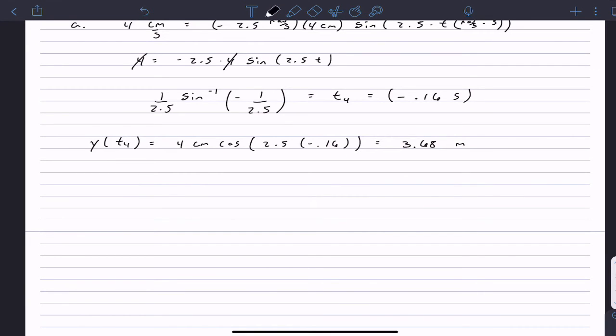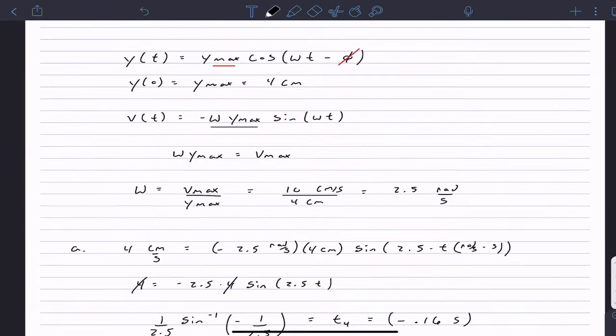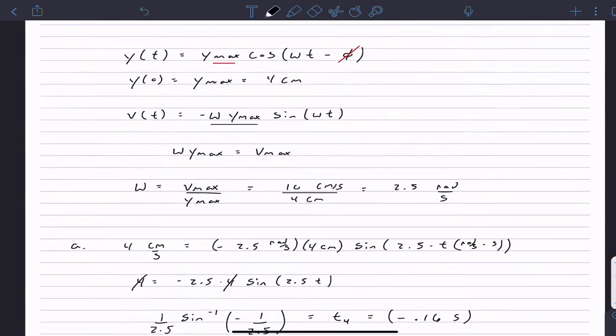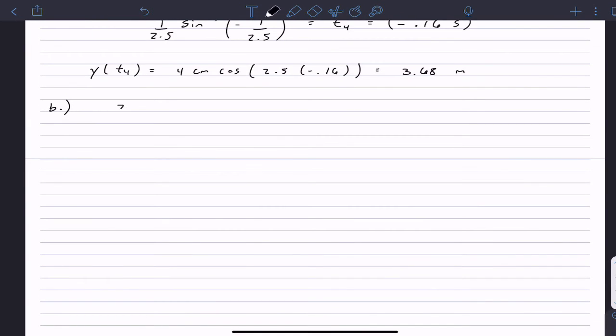Okay, and now for part B, what is the velocity when the position is 2 centimeters? We do pretty much the same thing. 2 centimeters is equal to 4 centimeters cosine of 2.5 times t. Solve for t. So this is going to be 1/2. Cosine inverse of 1/2, times 1 over 2.5. That gives us a value of 0.42 seconds.